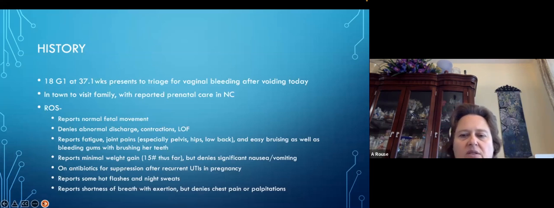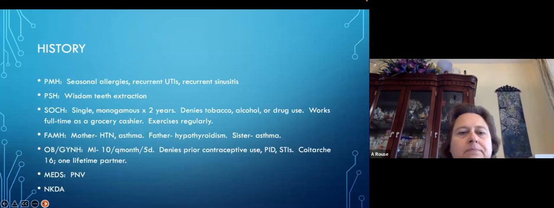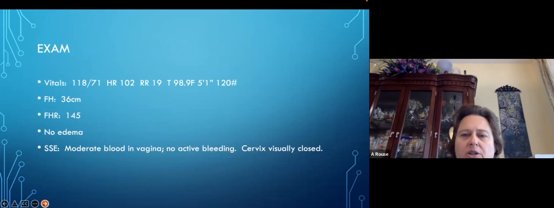Nothing super exciting overall. She has seasonal allergies, these recurrent UTIs. She's had sinusitis. Her teeth have been pulled. She's monogamous for the last 2 years. No tobacco, alcohol, or drugs. She's working full-time. She exercises regularly. No really significant family or OBGYN history. Not taking anything but vitamins. She's 120 pounds, 5'1", so low BMI.